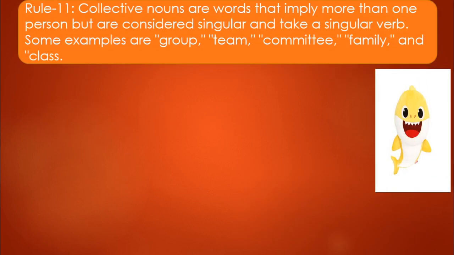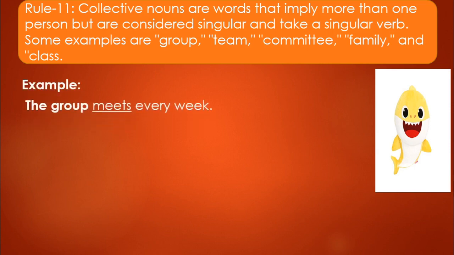Rule number 11 is, collective nouns are words that imply more than one person but are considered singular and take a singular verb. Some examples are group, team, committee, family, and class. For example, the group meets every week. So the group is considered singular here because the group is a collective noun. So we have to use a singular verb with it, and we have used meets here.